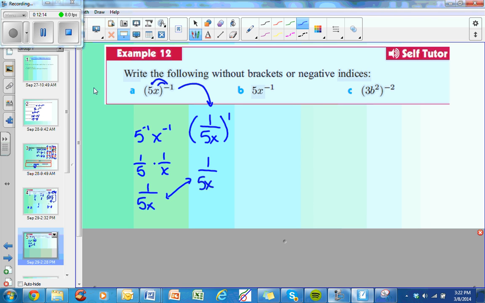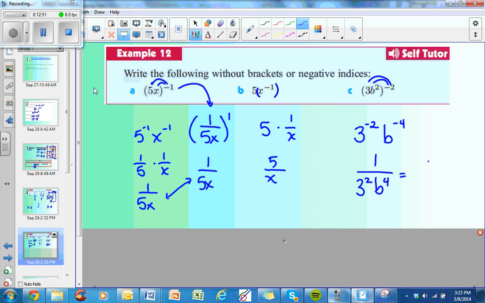In B here, only the x is getting the negative. Only the x has that. The 5 is just 5. So it's 5 times 1 over x, which is 5 divided by x. In this problem here, 3b squared times the power of negative 2. We're going to distribute it. I'll have 3 to the negative second times b to the negative fourth. I'm going to put both of those in the denominator with positive exponents. So 1 over 9b to the power of 4.